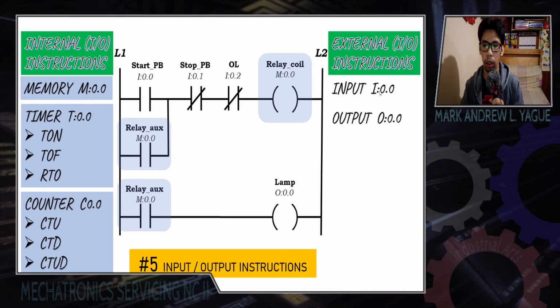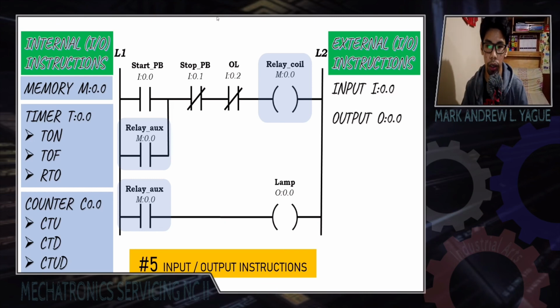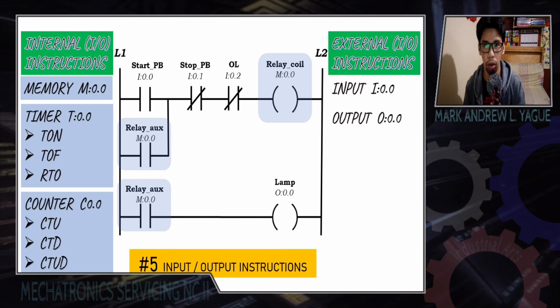So, this is where our external I/O instructions come in. We have the input, our I 0.0, and O 0.0 for the output. Let me repeat, our internal ones are only inside the PLC system, and our external instructions are the same, still inside the PLC system. However, these instructions, or these terminals, are where the real-world devices are actually connected, such as our push buttons, lamps, and coils.